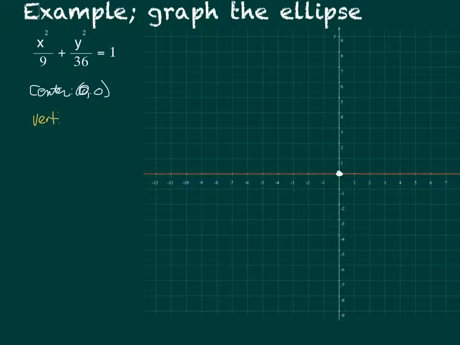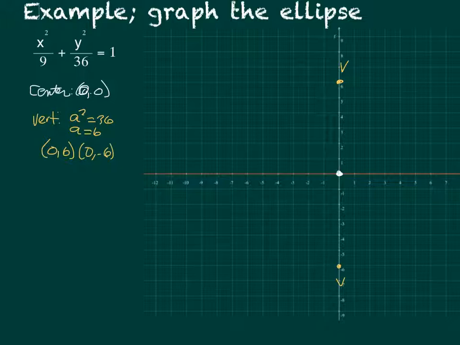Now my vertices. My vertices have to deal with the bigger of the two denominators. Okay, so the bigger of the two denominators is 36. So that means a squared equals 36 and a equals 6. So my vertices, changing my y, are going to be 0, 6 and 0, negative 6. So I'm going to go ahead and graph those. 0, 6, 0, negative 6. And those are my vertices.